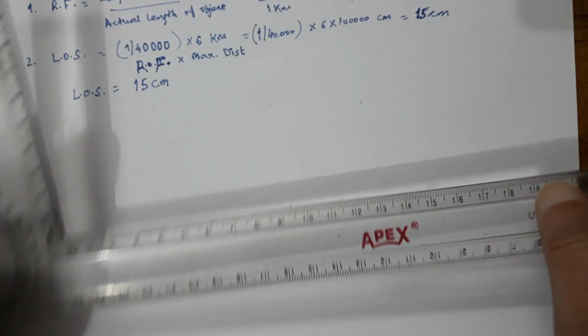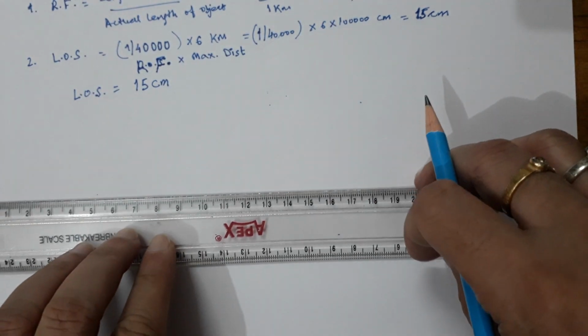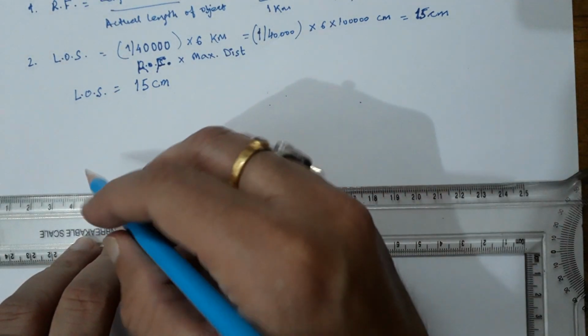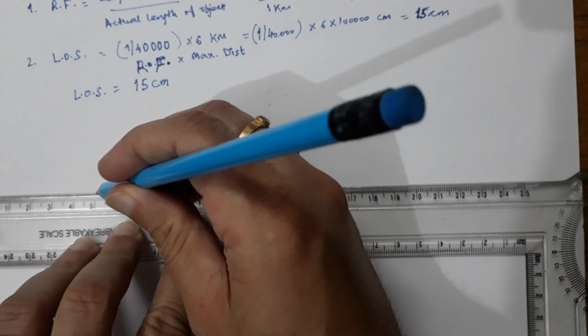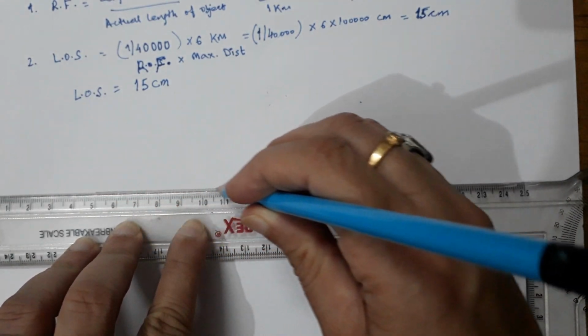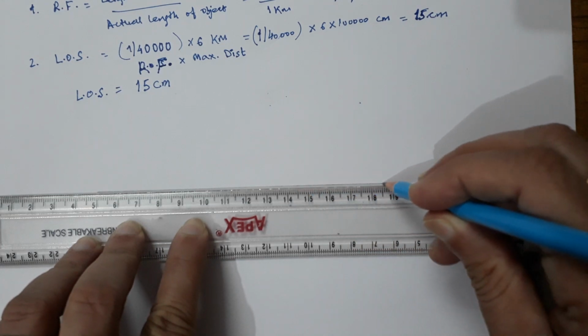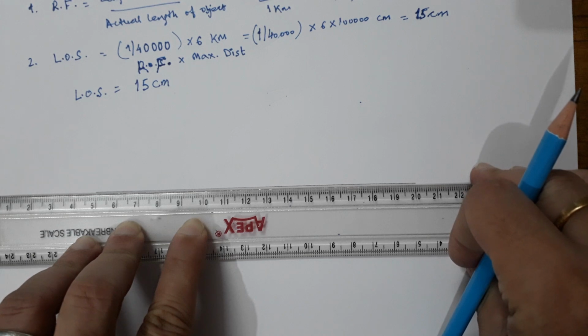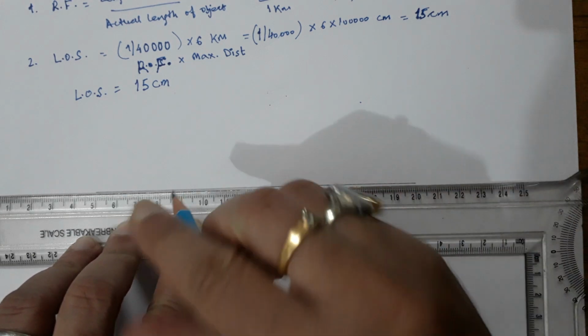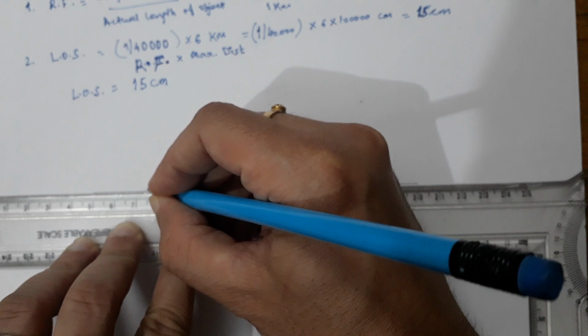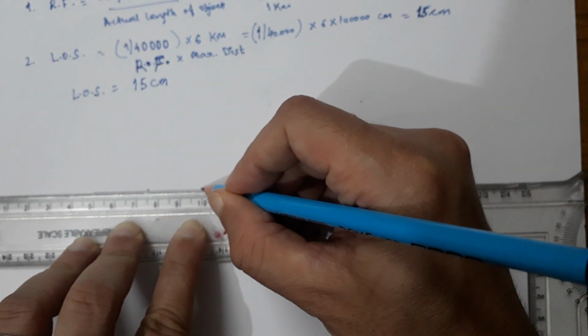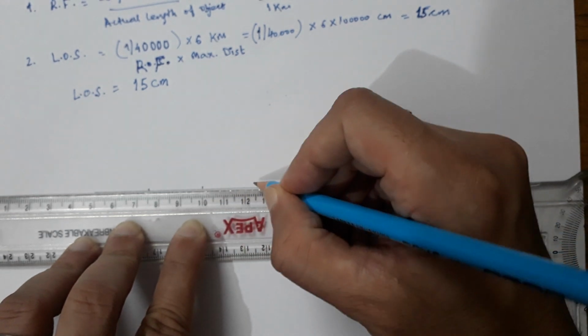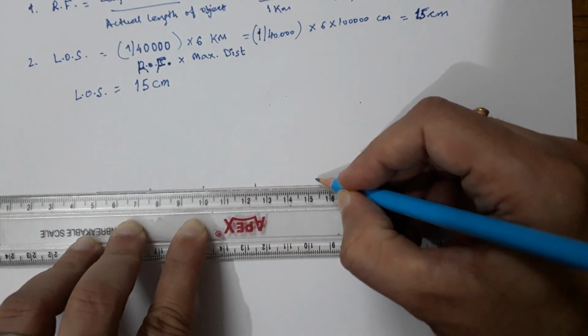Now I am going to draw this scale with LOS as 15 centimeters. First you need to draw a horizontal line 15 centimeter long as per the LOS. Then you have to measure up to 6 kilometers, so you need to divide it into 6 equal parts, 2.5 centimeter or 25 mm each. You can simply do it.